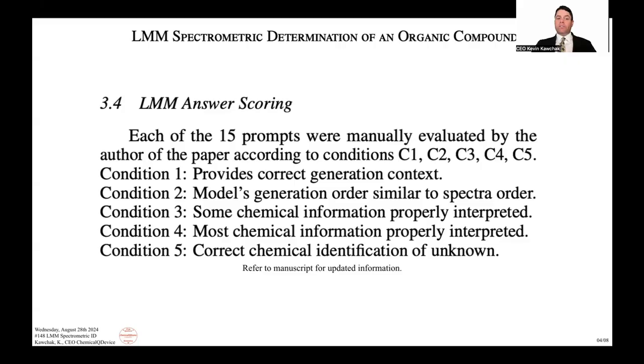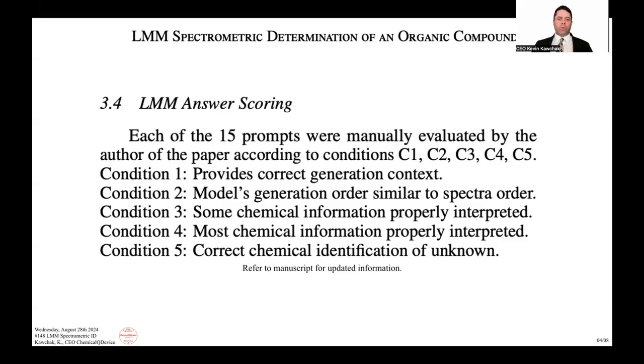Condition 1: does it provide the correct generation context? The first 4 typically did, except for the Google Gemini model. And number 2: models generation order similar to Spectra. Most of these, I think all of these that I tested on these 3 prompts, they did.